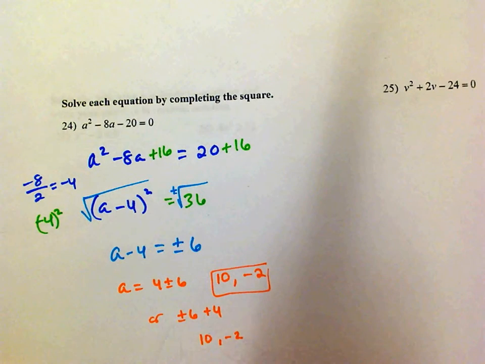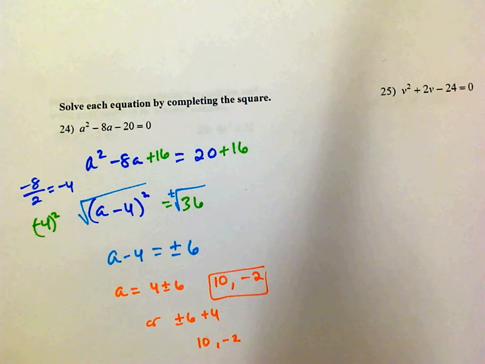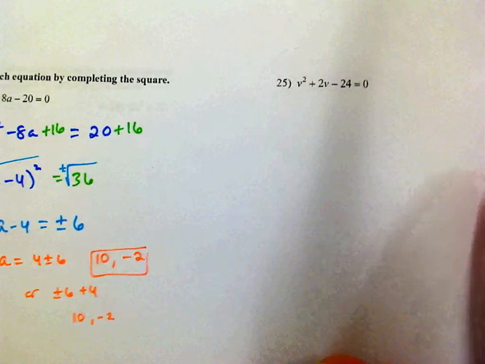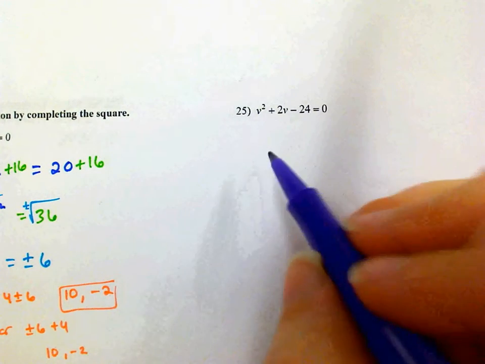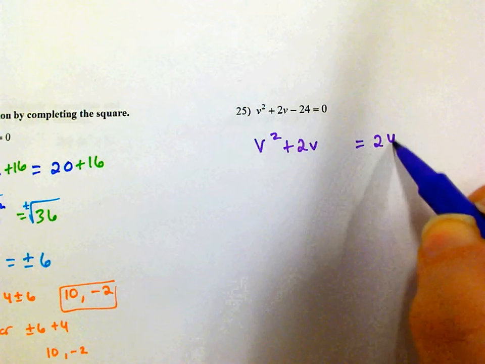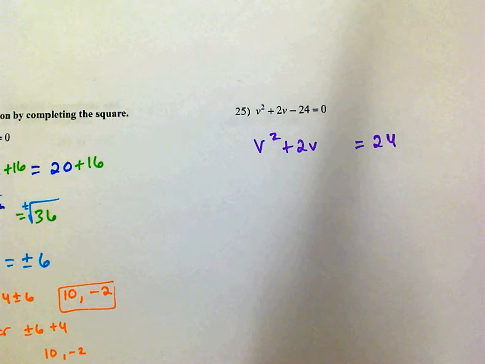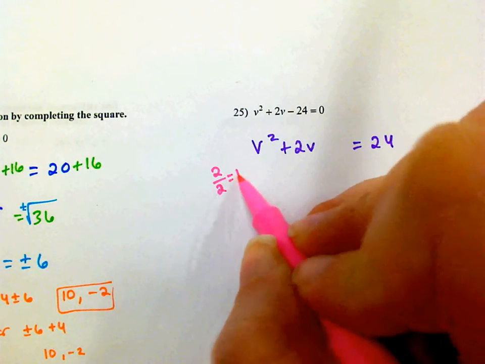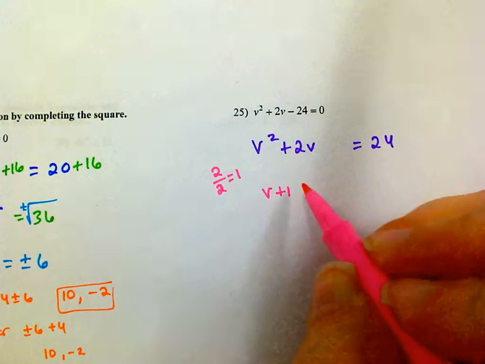Okay. I want to move the constant over, so add 24. Cut the middle number in half. 2 cut in half is 1. So v plus 1, quantity squared, equals, I square that number, so 1 squared. 1 squared is 1, so I add 1 here, add 1 there, and I get 25.